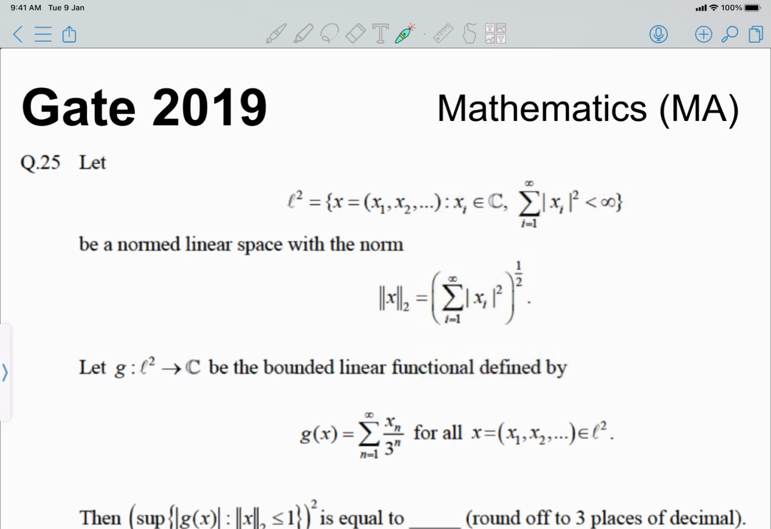So today we'll solve the GATE 2019 question. This is question number 25. It is a question from functional analysis.